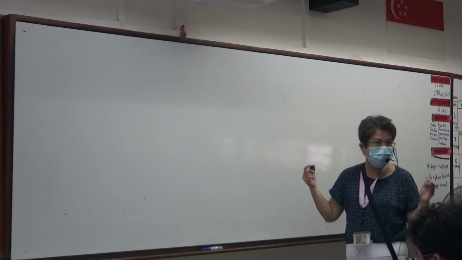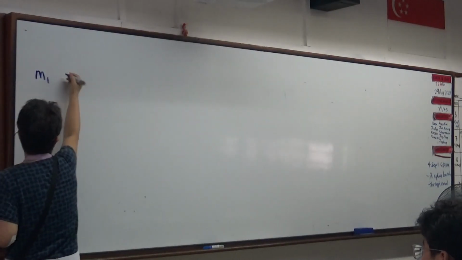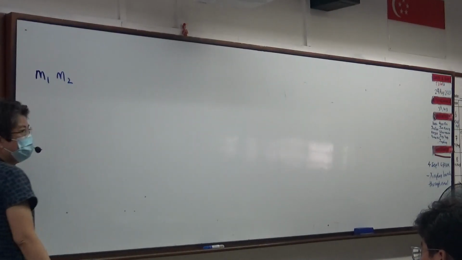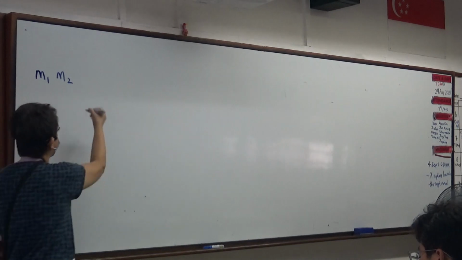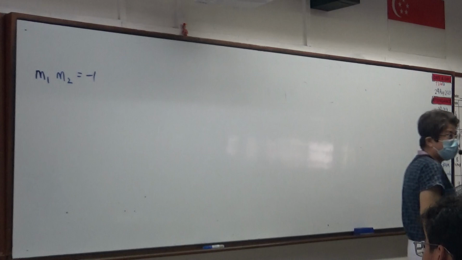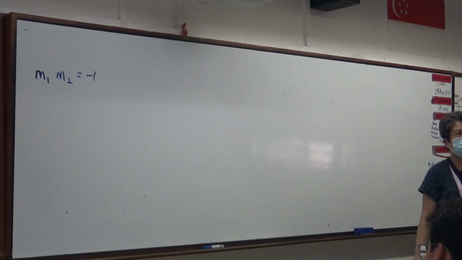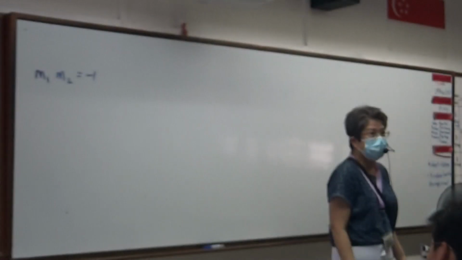Now, when two lines are perpendicular, let's say this one has gradient m1 and the next line has gradient m2. m1 times m2 must be what? -1. Then they are called perpendicular lines. Is that clear? The product of their gradients must be -1, then they are perpendicular. Clear or not clear? Okay.